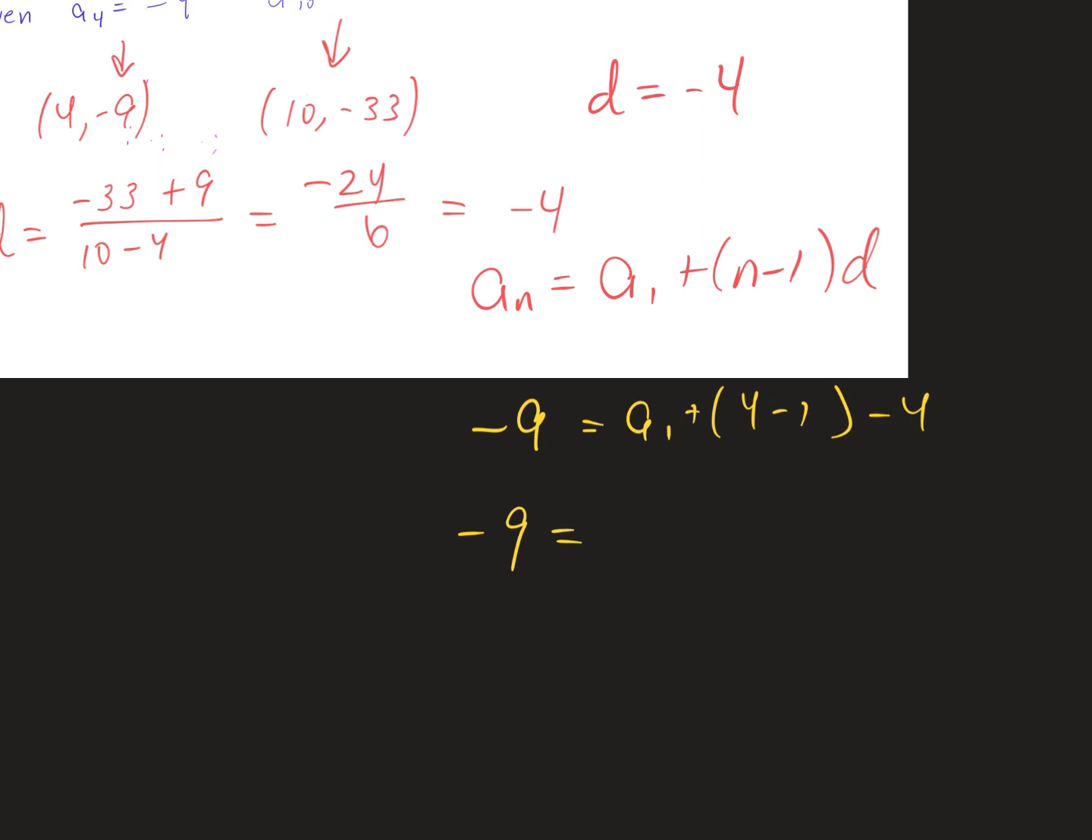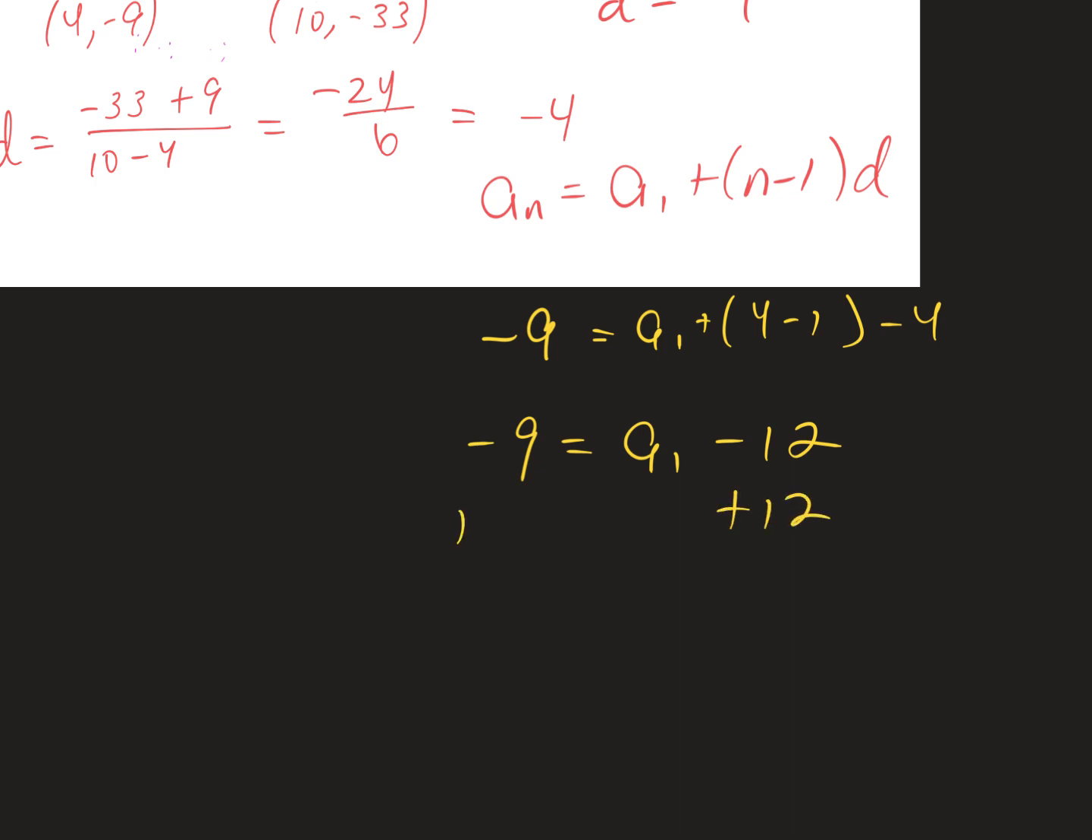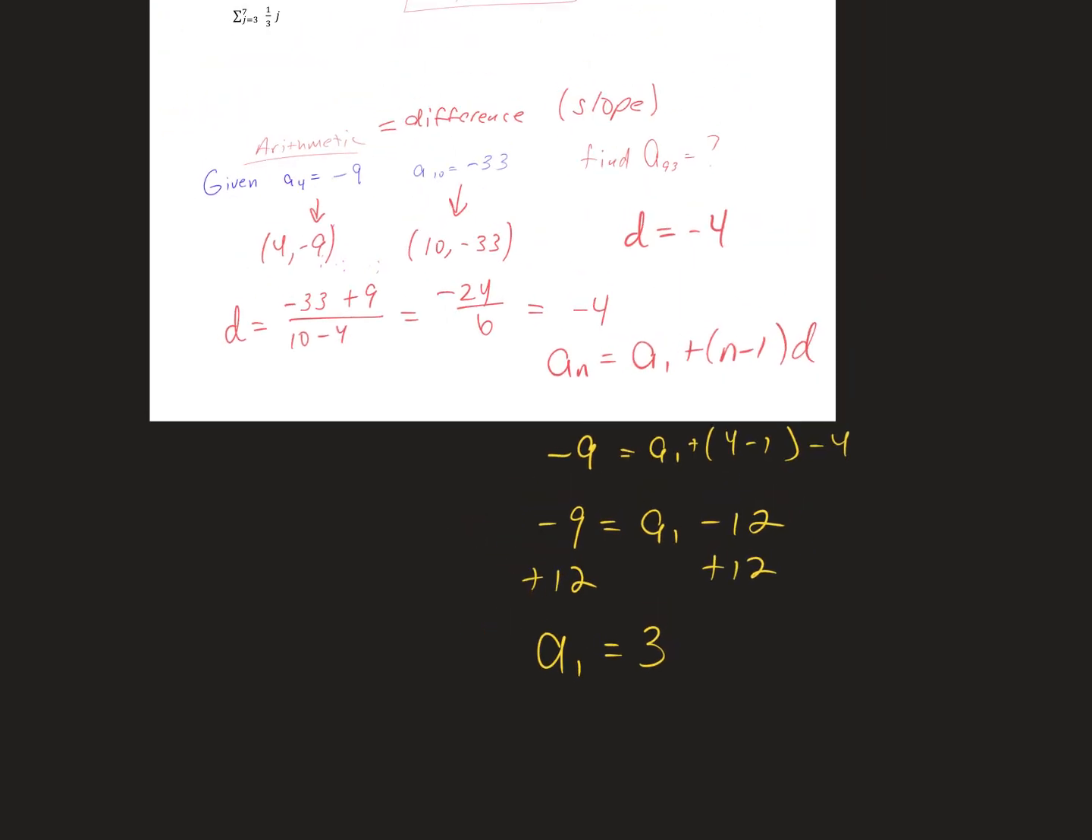So negative 9 equals, there's lots of a's that start to look like 9s, a sub 1. What's 4 minus 1? 4 minus 1 is 3. And then 3 times negative 4 is negative 12. You guys agree? All right, so now what do we do? Add 12 to both sides. So the first term is what? Positive 3. Okay, now do you have the 2 things you need in order to write a rule? So a sub n equals negative 3 plus n minus 1 times negative 4.